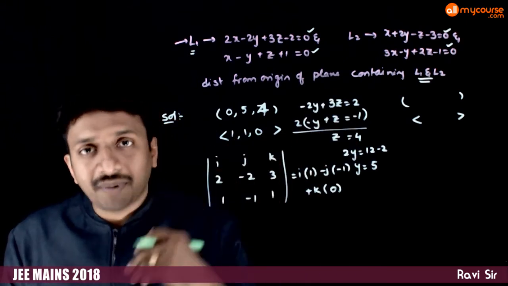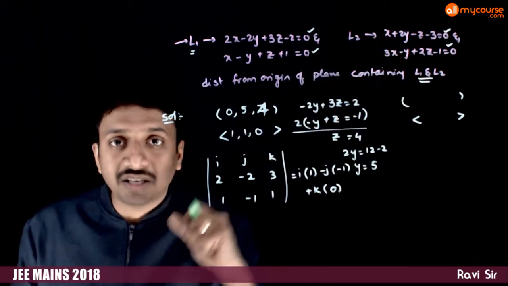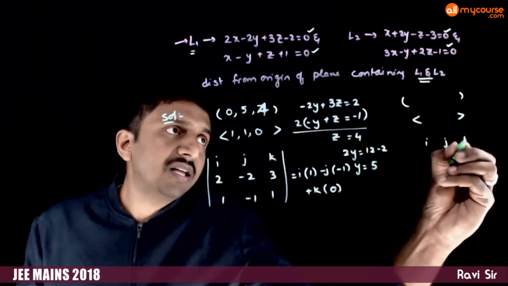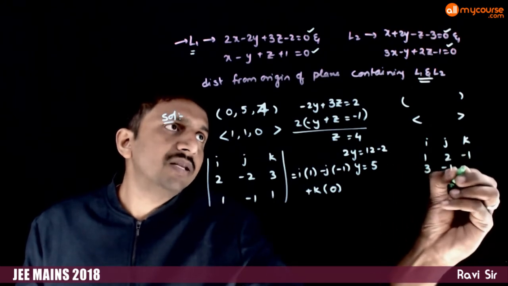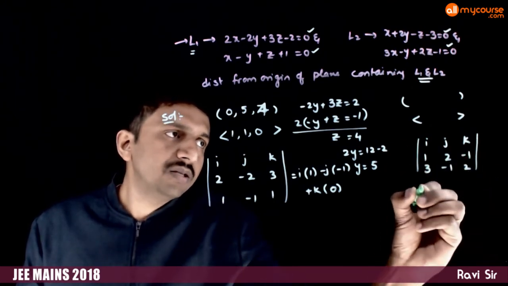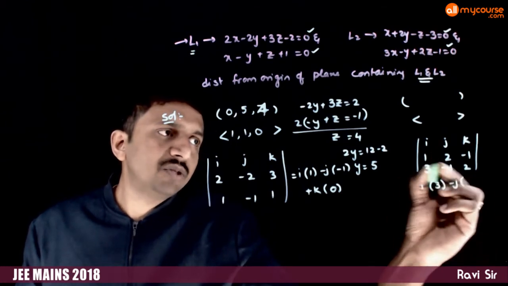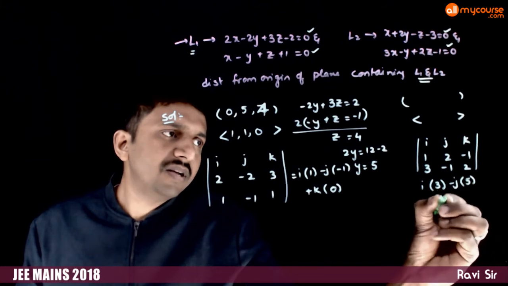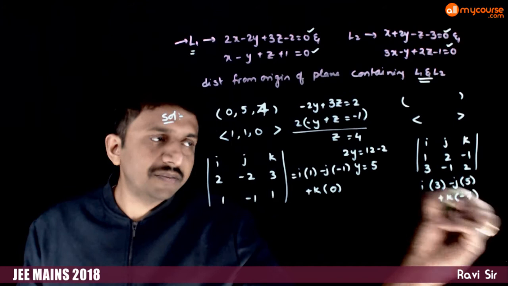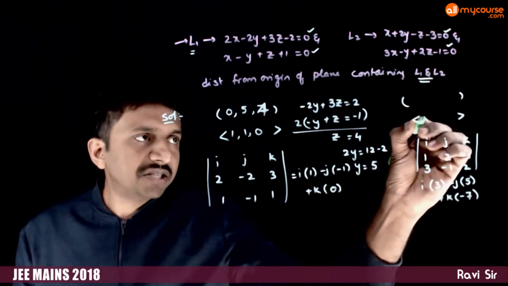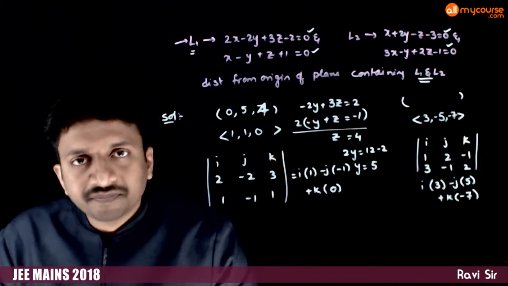Similarly, let's go to the second plane. Now what is the direction of the line of intersection of these two? i, j, k, 1, 2, minus 1, 3, minus 1, 2. So i times 4 minus 1 is 3, minus j times 2 plus 3 is 5, plus k times minus 1 minus 6 is minus 7. So what are the directions? 3, minus 5 and minus 7.